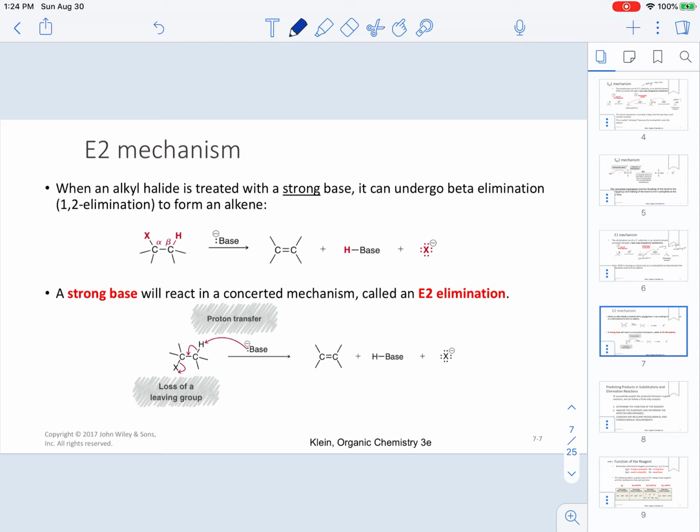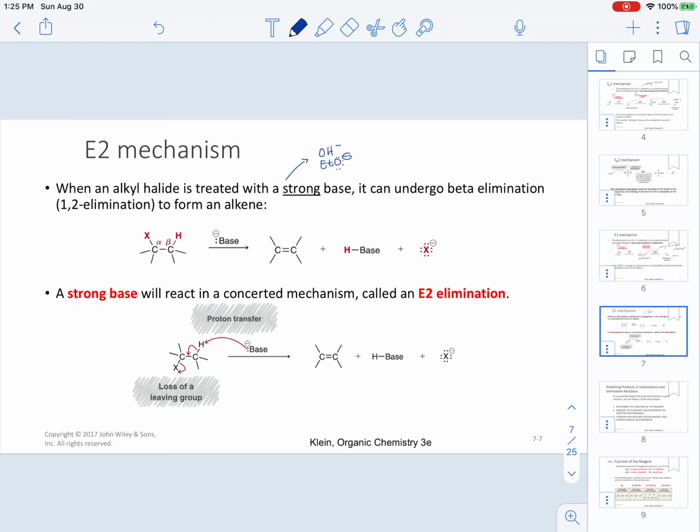Now, when it comes to this, understand that when we have an alkyl halide that is treated with a strong base, and you guys should know the different types of strong bases that are out there, which include hydroxide, alkoxides, like ethoxide, as you can see, EtO minus, okay? They can undergo beta elimination. In other words, the 1,2 elimination to form an alkene. So remember, eliminations always result in the formation of an alkene.